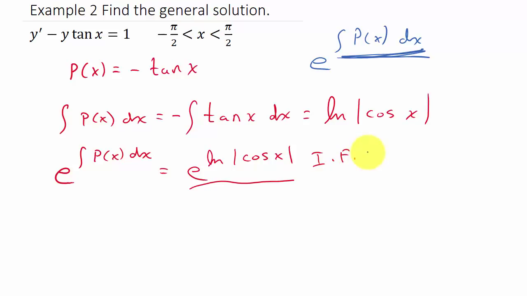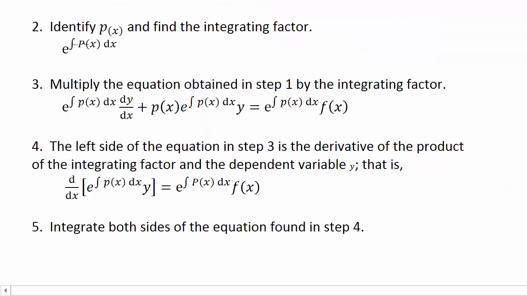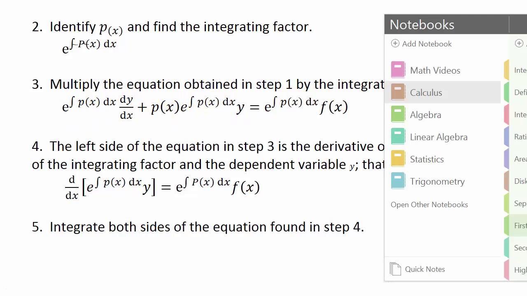Once I find my integrating factor, what did the next step tell me to do? Well, let's look at it. We identified p of x and we found our integrating factor. So now I have to multiply the equation from step 1, the differential equation in standard form, by my integrating factor. Okay, so let's do that.